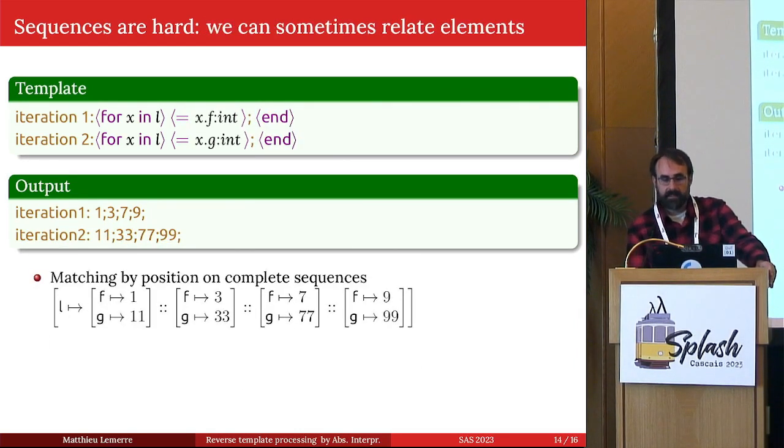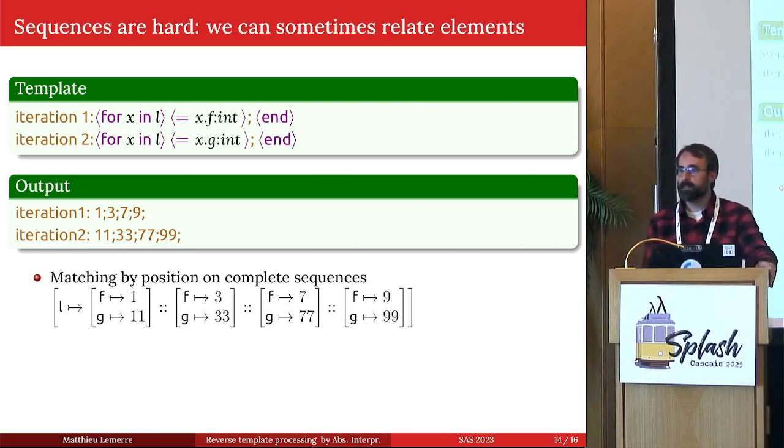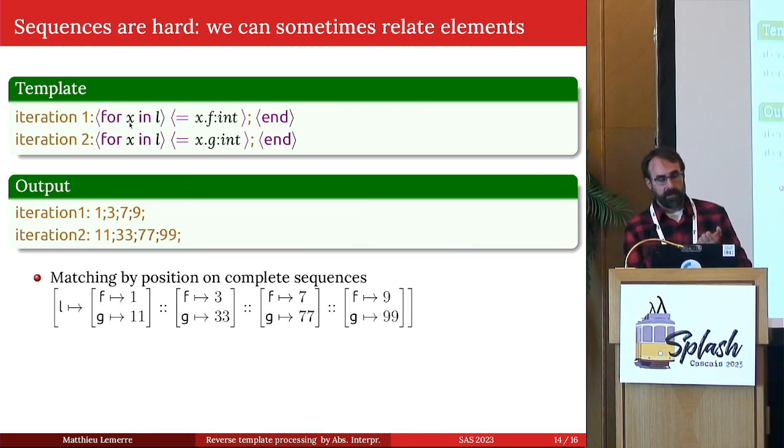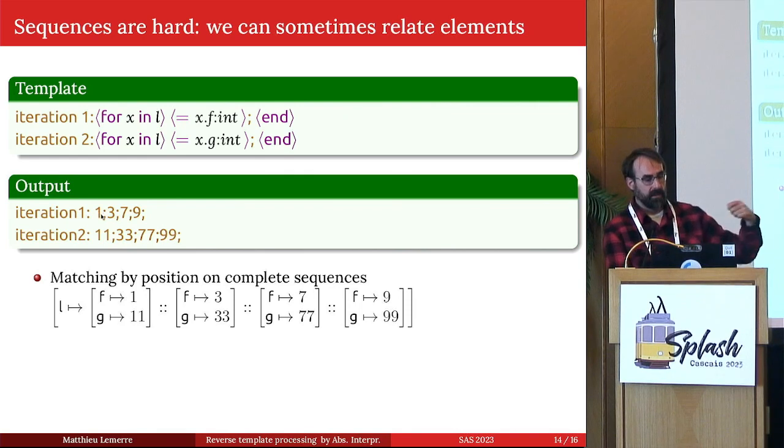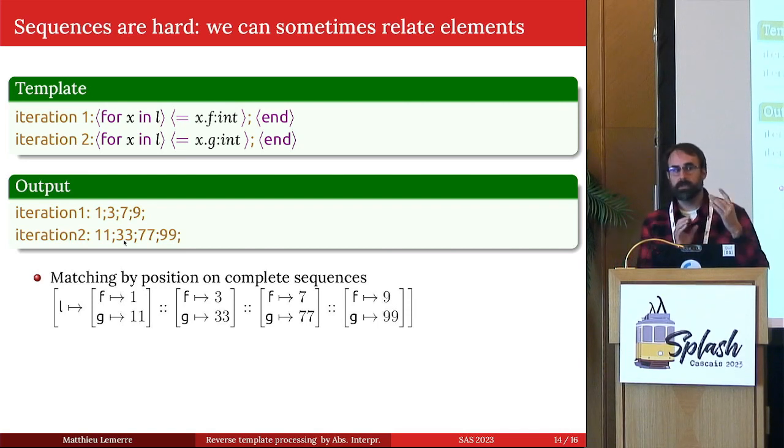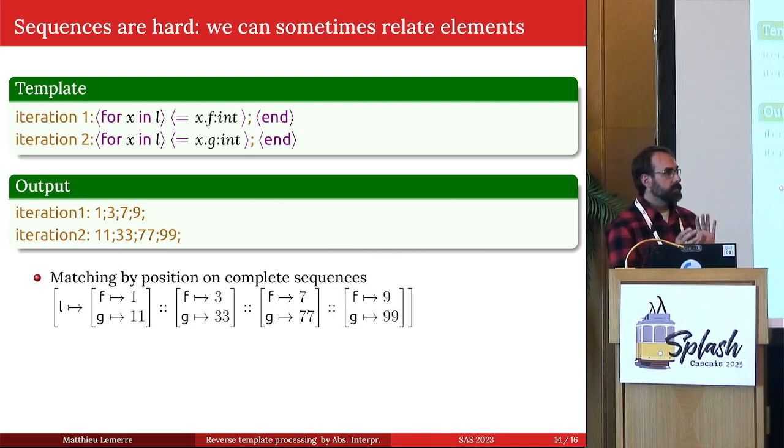But there are some cases where we can relate elements, in particular if we output a complete sequence. So now, what I do in this template is I print every element, the field F and field J of every element. So despite the fact that I do 2 iterations, because I have outputted the complete sequence, we know that the sequence has 4 elements, and we can match by position, saying this one will correspond to 11, this 3 to 33, etc. And we can do that because we have outputted the complete sequence. So it may seem a bit ad hoc, but actually it's completely semantically justified, and it's very important in practice to have this kind of rule to recover the loss of precision.